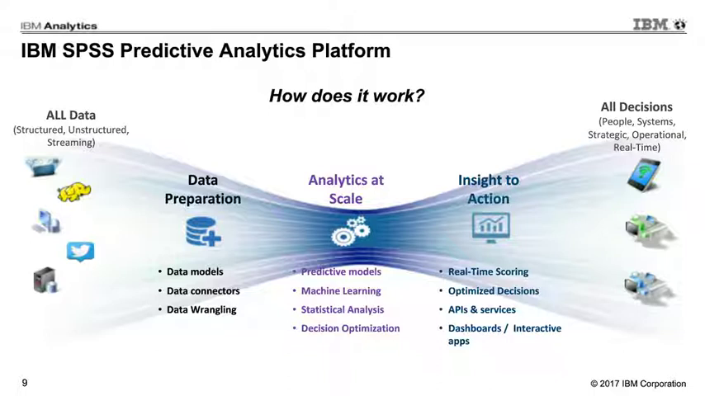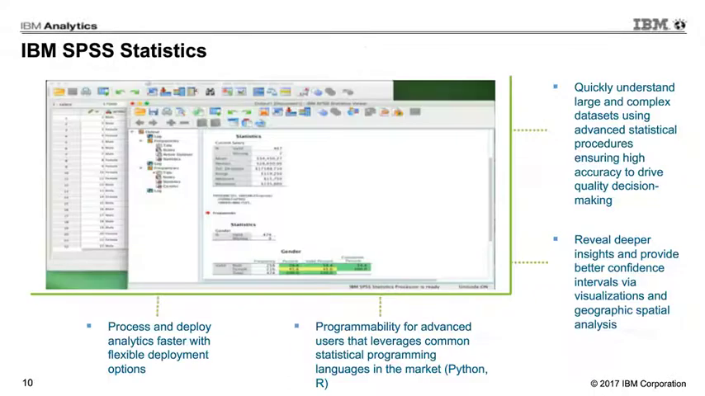But today, what we're going to do is spend some time on one of the tools which is used as a predictive analytics platform, which is IBM SPSS Statistics. Now, as Bill explained in the start, this is used as a tool for quickly understanding large and complex data sets. It's got all the advanced statistical procedures, and you can make quick decisions based on the data sets that you have.